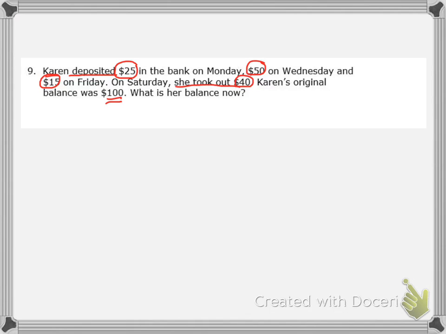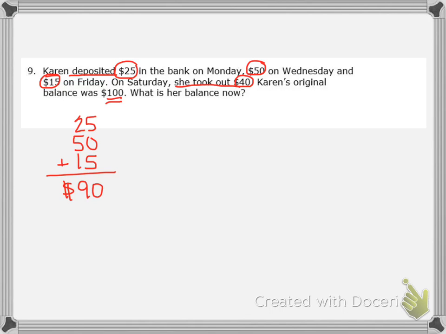So I want to first find how much she added to her bank account. So I need to add 25 plus 50 plus 15. So when I add those together, I get $90. So she added $90 to her bank account.